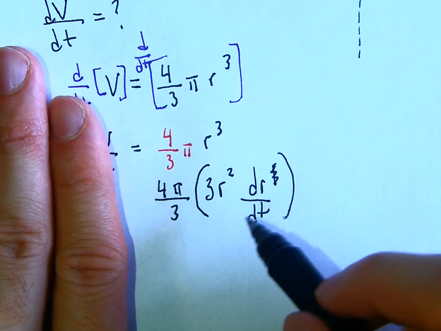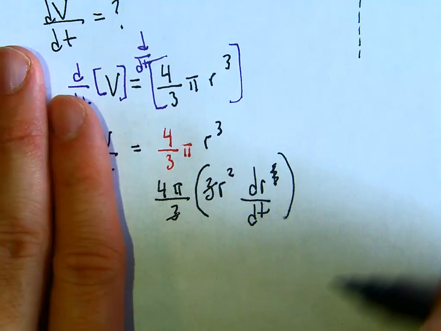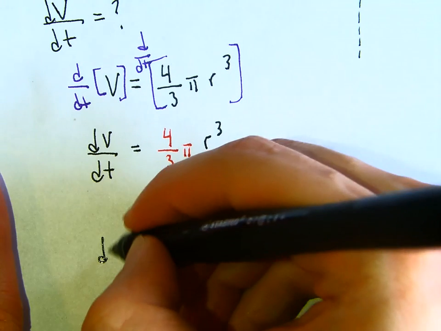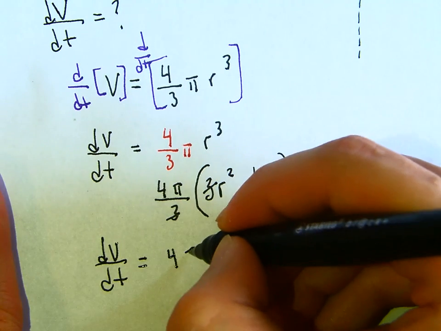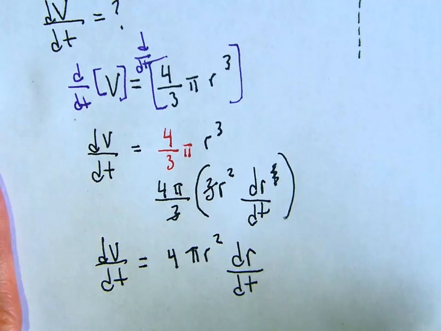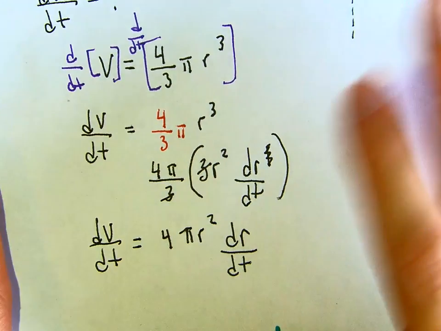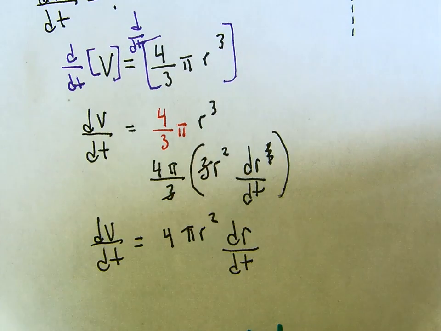So notice, how does this simplify? Notice that the 3's cancel. So now you have dV/dt is equal to 4 pi r squared dr/dt. Okay? That was not too bad. So then how do we actually continue?